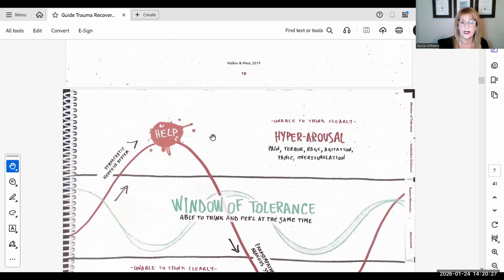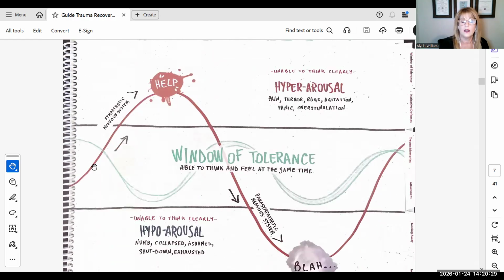I want to explain that again in a different way. And then I want you to be thinking, how do you know if you're up here? You're unable to think clearly, you're in a hyper-aroused state. You're in panic, terror, rage, agitation, overstimulation. And that affects your sympathetic nervous system.